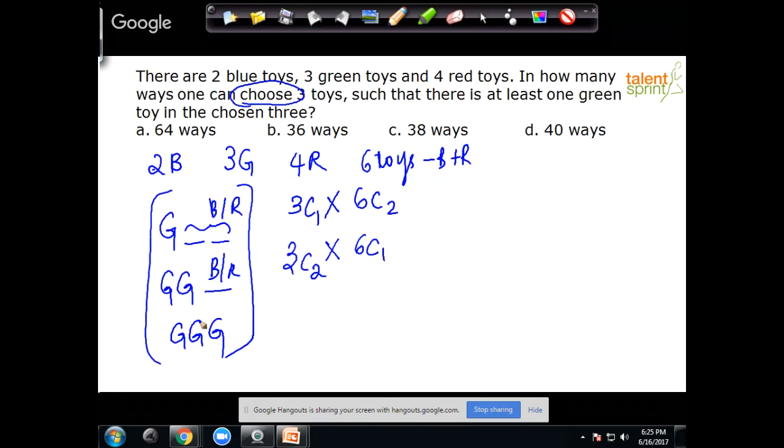Now the third case is when all 3 are green. So basically you have to choose 3 green from the 3 greens. That can be done in 3C3 ways. So this is how many ways totally? 3C1 is 3, correct? 3C1 is 3.